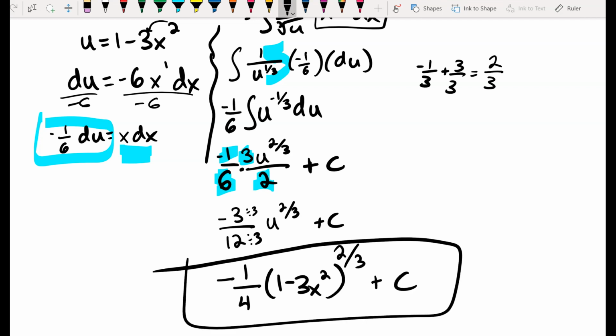Again, don't worry about plugging in here. We'll get to some definite integrals in a minute, but this is as far as we need to go for this indefinite integral. But let's take a look at some trig now.